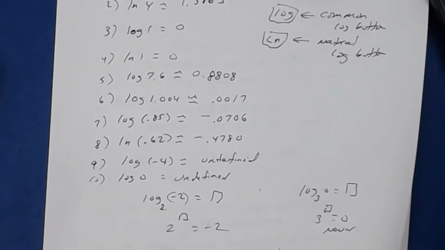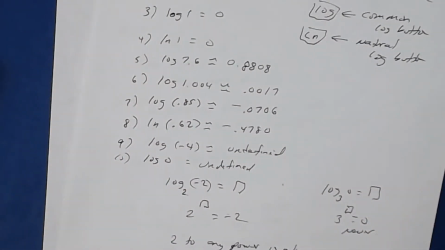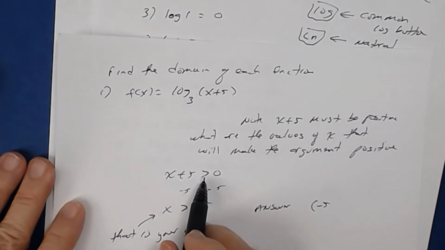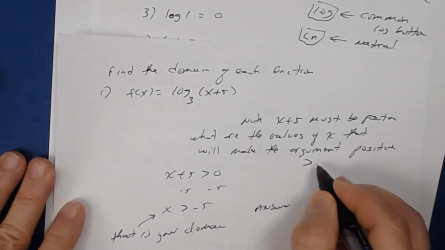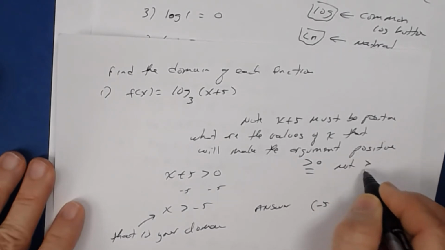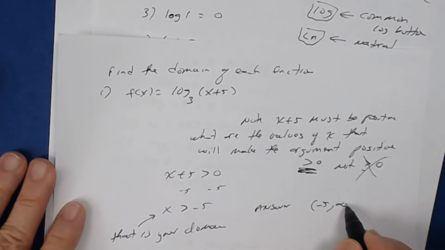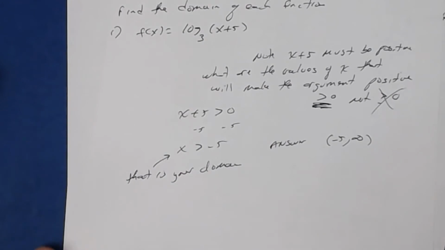So that's why when we do this, you must strictly say greater than 0. You must say greater than 0, not greater than or equal to 0. It must be greater than 0. So you're going to say negative 5 to infinity. All right, number 2.